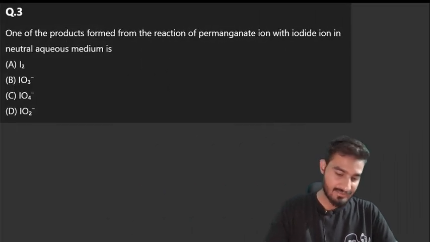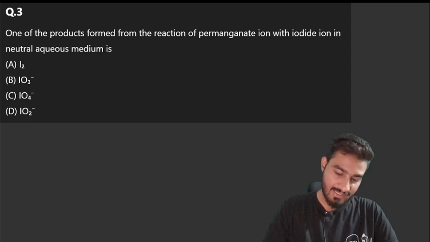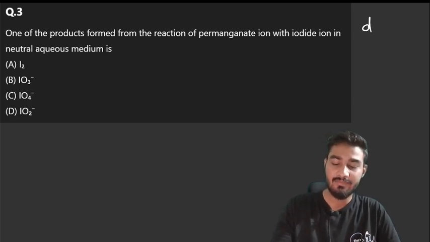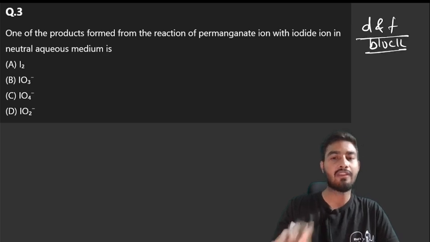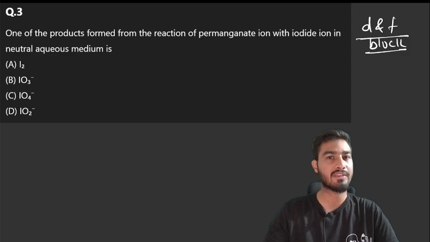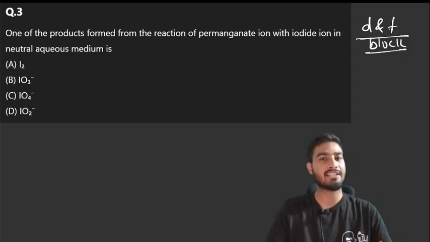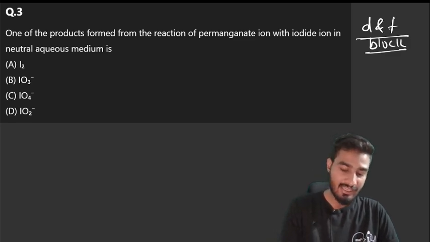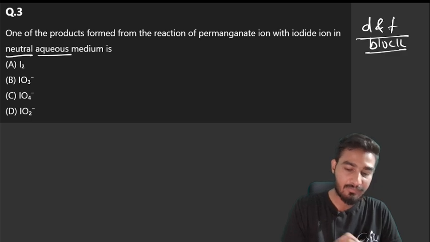Question number 3: one of the products formed in the reaction of permanganate ion with iodide ion in neutral aqueous medium. Very easy question, a direct question. We study this in the d and f block. In the d and f block, two compounds we have done, also from the mains point of view: first permanganate, and second K2Cr2O7. Yes sir. In that we have written all the medium reactions, in acidic medium, in basic medium, and in neutral medium. In that case, what is asked? Neutral aqueous medium is asked.